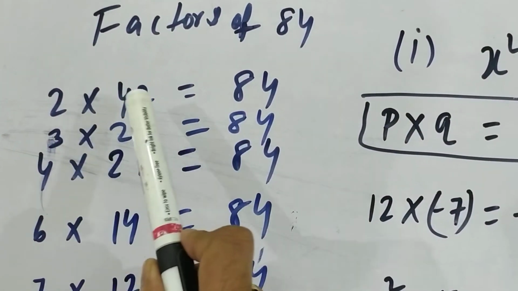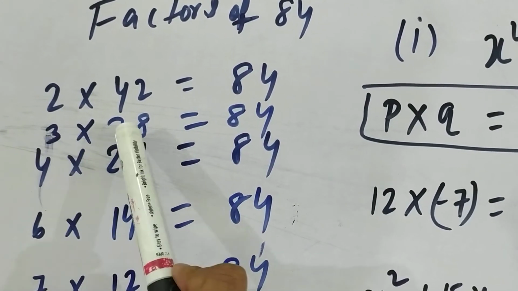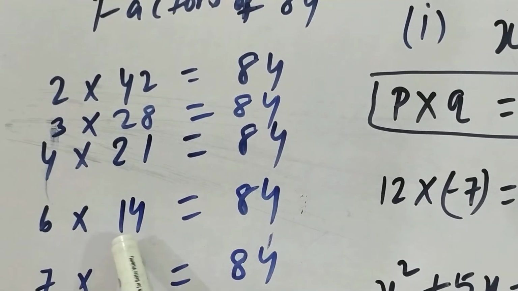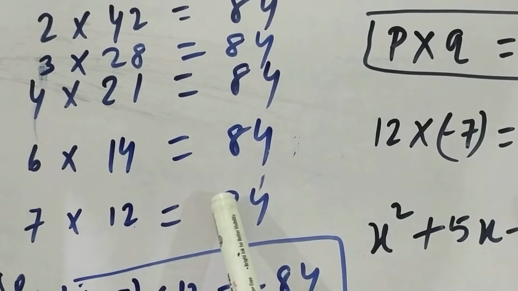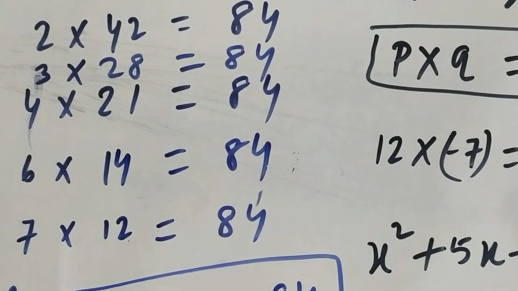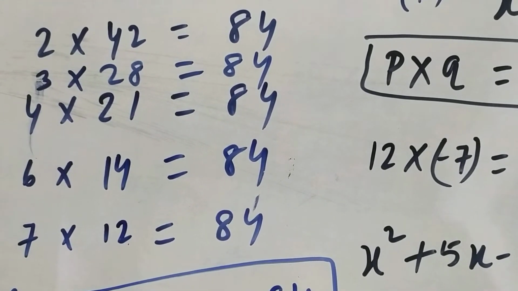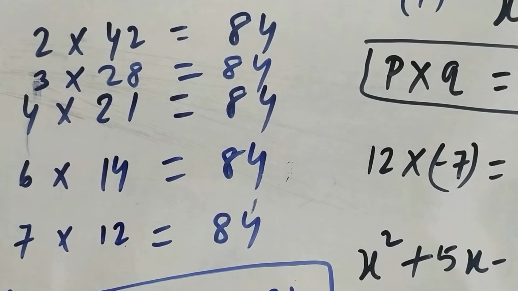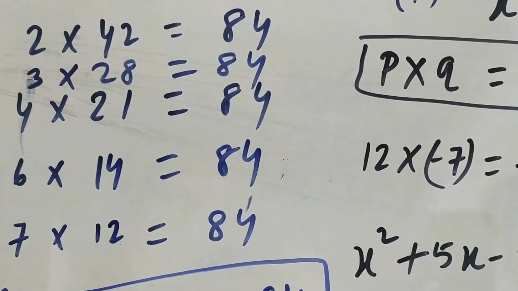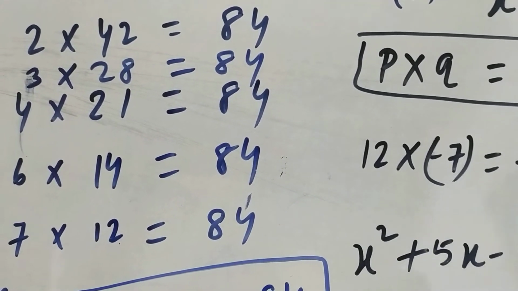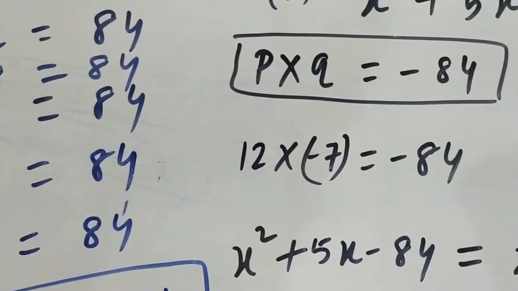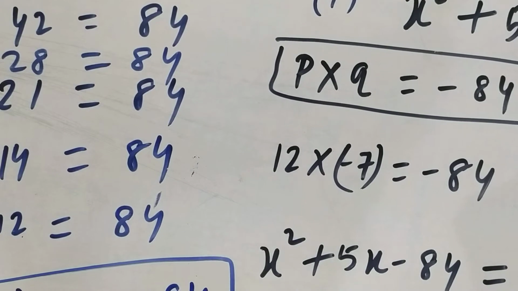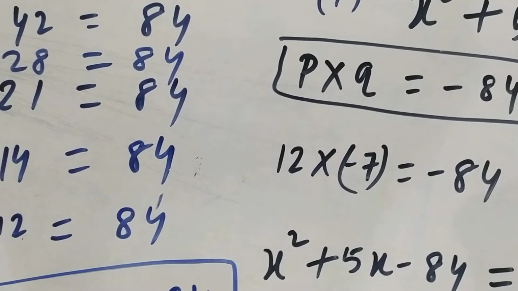So 2 into 42, 84. 3 into 28, 84. 4 into 21, 84. 6 into 14, 84. 7 into 12, 84. It means what? We need two factors, two numbers, such that the sum is the middle term coefficient, and the product is the constant term.